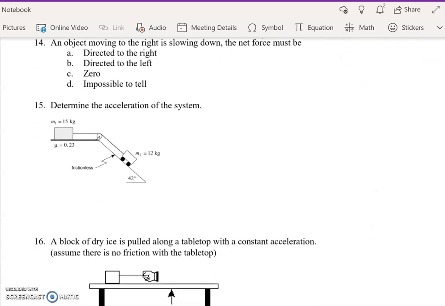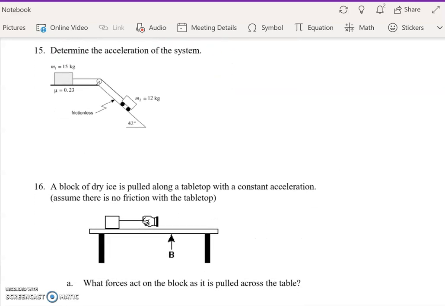Number 14. An object moving to the right is slowing down. The net force must be... So if our object is moving to the right, slowing down, let's just say it's sliding on the ground, it would have a force of gravity, a normal force, and then a force of friction going to the left. So since it's slowing down as it goes to the right, the net force has to be to the left.